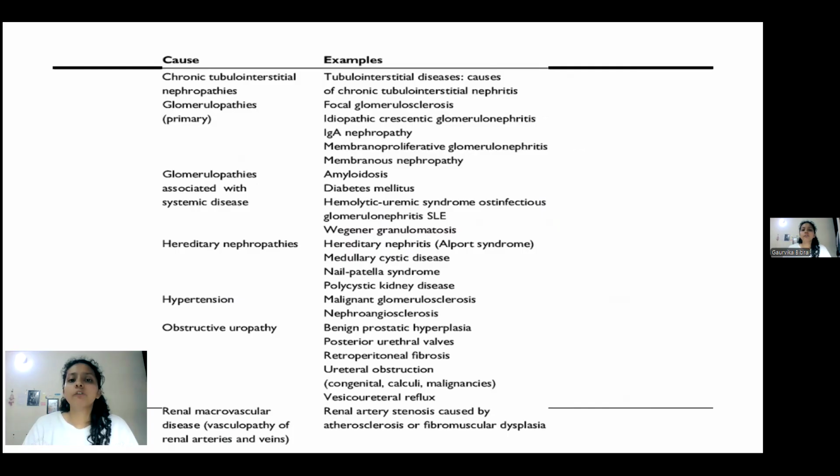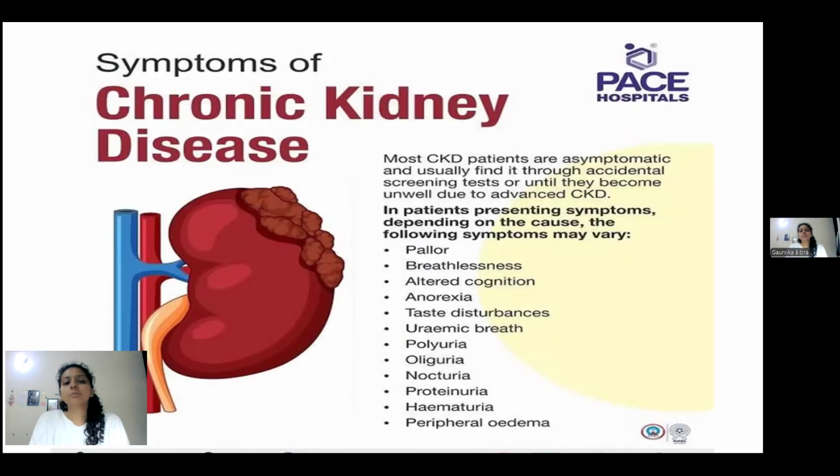tubulointerstitial diseases, focal glomerulosclerosis, membranoproliferative glomerulonephritis, amyloidosis, diabetes mellitus, hemolytic uremic syndrome, post-infectious glomerulonephritis, SLE, hereditary nephritis known as Alport syndrome, medullary cystic disease, nail patella syndrome, benign prostatic hyperplasia, posterior urethral valves, etc.